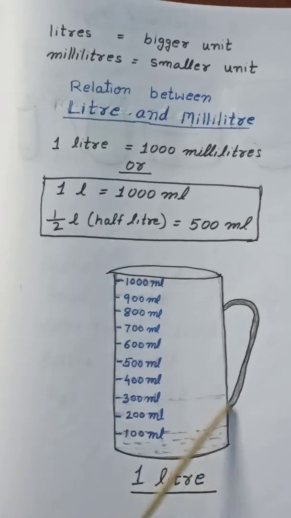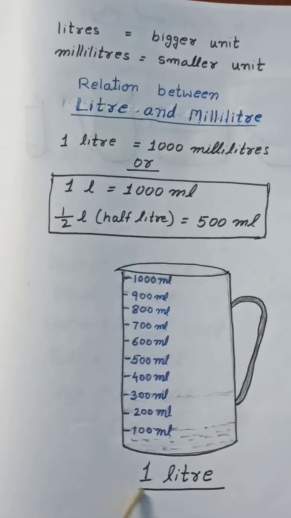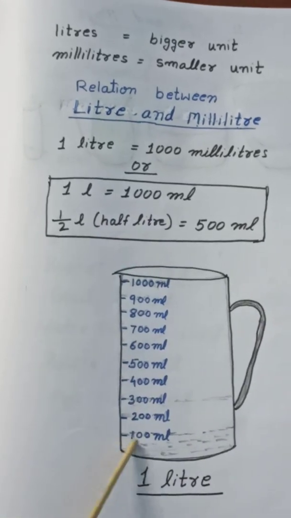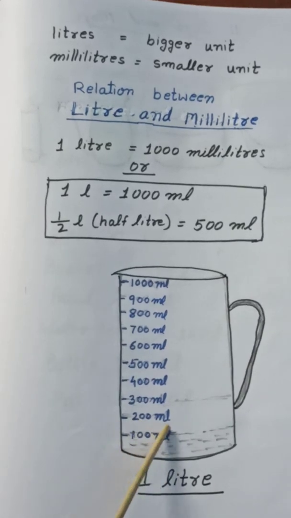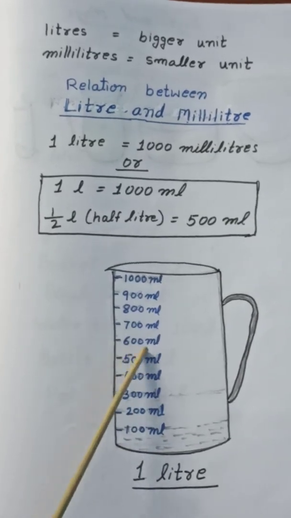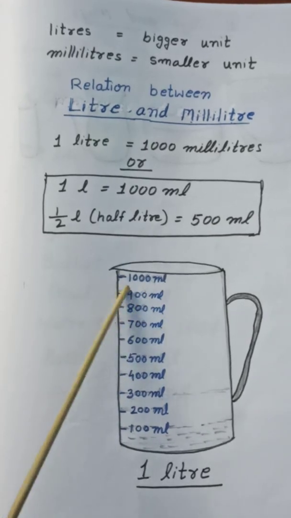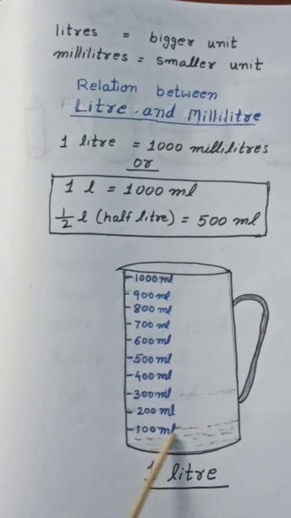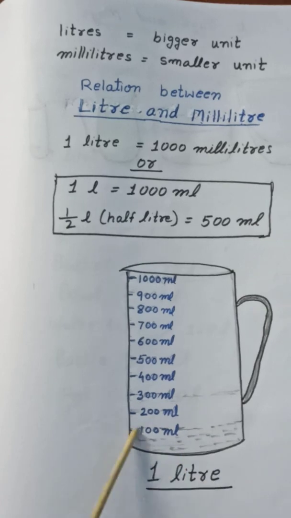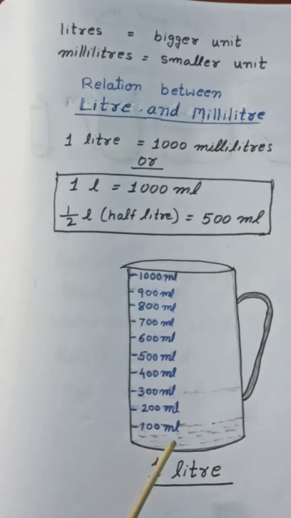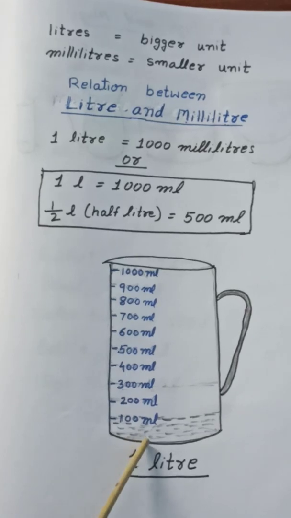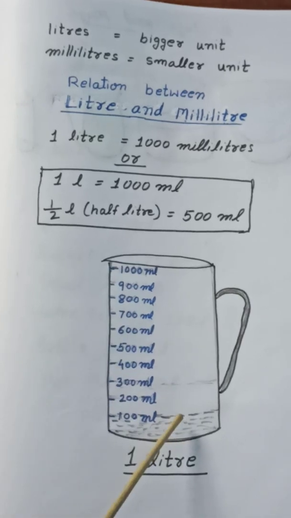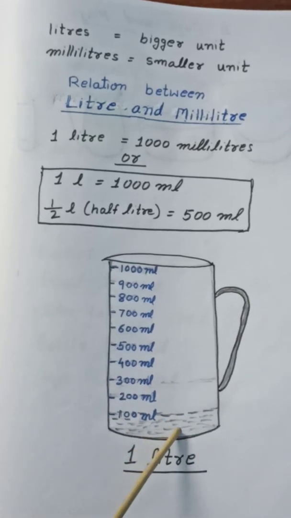Children, you can see over here a measuring container of capacity 1 liter. That means 1000 milliliter. So here it is already marked 100 milliliter, 200, 300, 400, 500, 600 up to 1000 milliliter. That means 1 liter. So children, suppose I fill water up to here. So what will you think? You will say 100 milliliter of water is filled in this jar or in this measuring container, right?